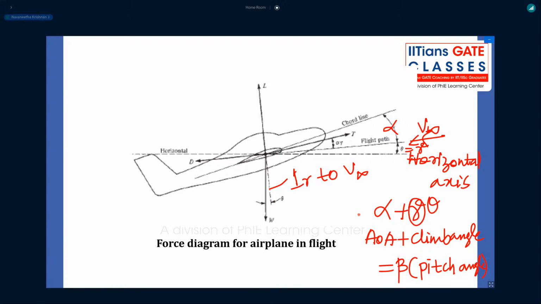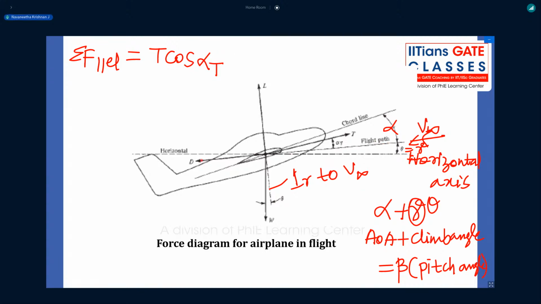Okay. Now we resolve this force diagram. So if I resolve all the forces parallel to free stream velocity direction, what happens? The parallel forces are: thrust can be resolved as, towards the angle is cos, away from the angle is sine. So it is going towards the angle. So thrust cos alpha t. First force resolved is thrust cos alpha t.